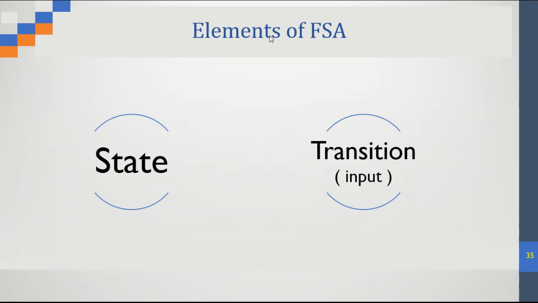So what is an example of a state? For example, if we have a system for opening a door, the state of the system is now, for example, the door is open, or the door is closed, like this. So this is the state of the system.